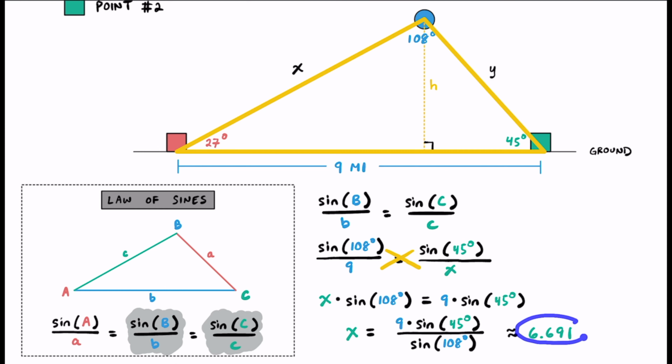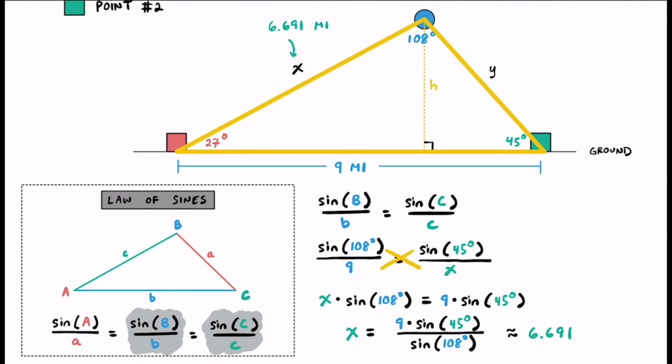So the 6.691 is just going to be this x over here. So I'm just going to go ahead and write that this value is about 6.691, and that's going to be measured in miles. So using the law of sines, we just figured out the distance between the balloon and this first point on the ground. This is going to be about 6.691 miles from the distance between these two locations.